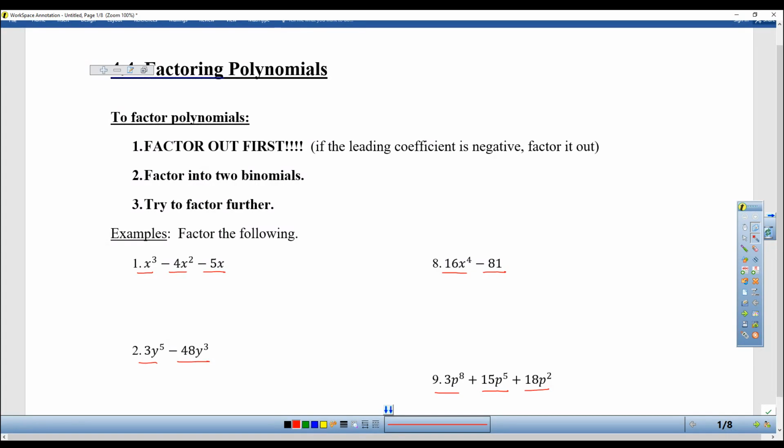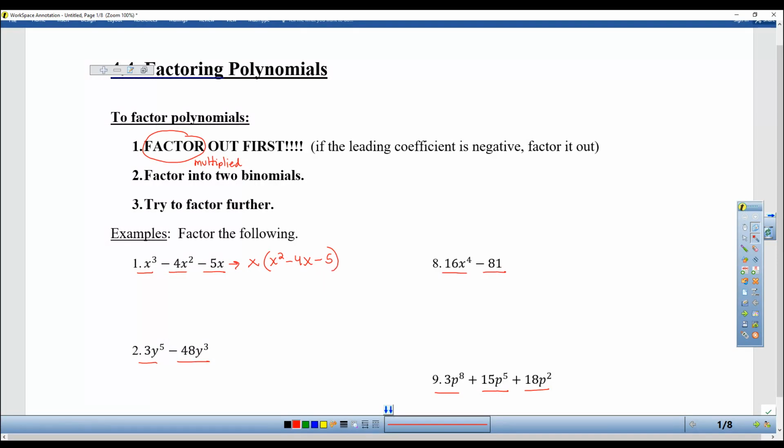Factors are things that are multiplied. So we're going to look for factors that they have in common. They all have an x. So my first step is to take out the x. And that leaves me with x squared minus 4x minus 5.